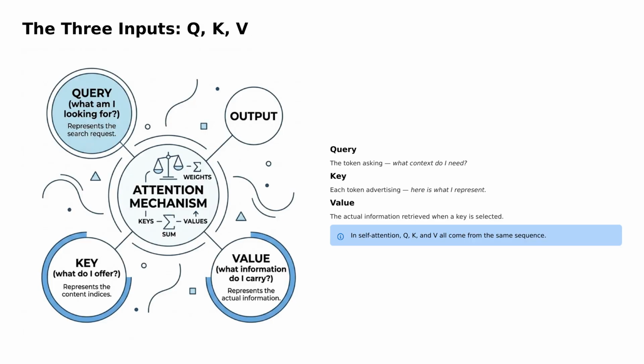Self-attention starts with 3 inputs: query, key, and value. The query is what a token uses to ask, what other context do I need? The key is how each token describes itself, like a label saying what it represents. And the value is the actual information passed along if that token is relevant. In self-attention, all 3, Q, K, and V, are created from the same input sequence.